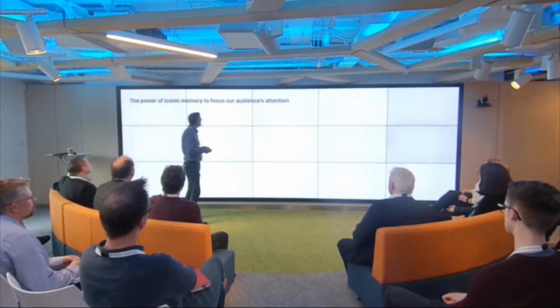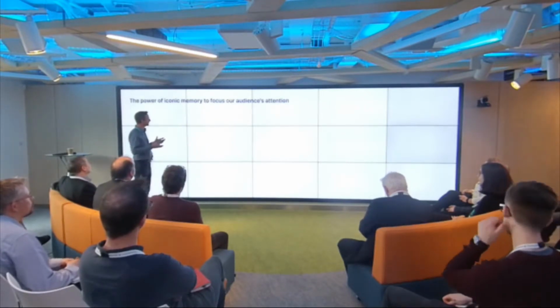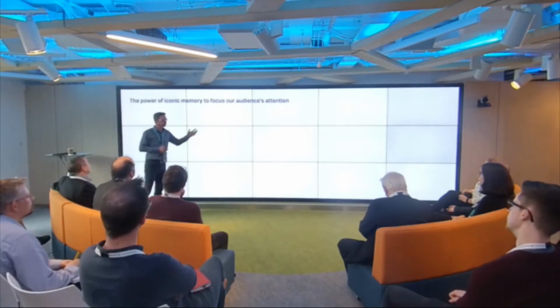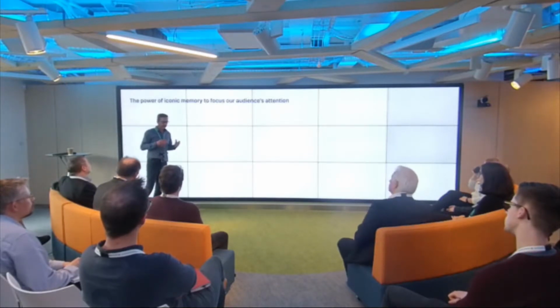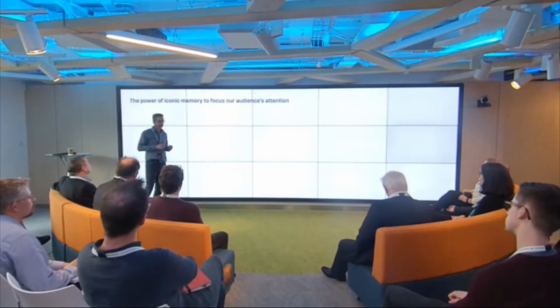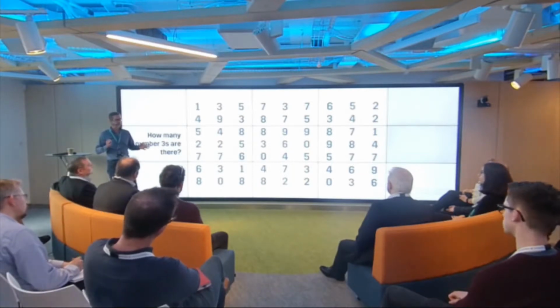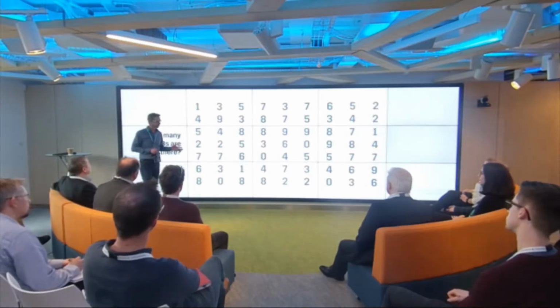So, we're going to do a quick test here to show you the power of using iconic memory to focus the audience's attention more quickly. I'm just going to put up a screen that's full of numbers, and all I want you to do, thinking about the process that you're using when you're seeing this, is count the number of 3s that you see. So, the correct answer is 8.